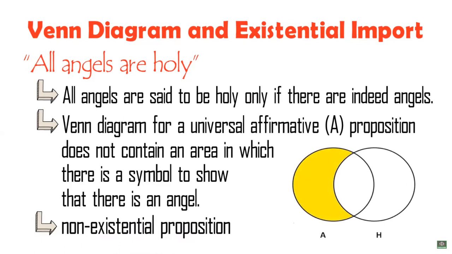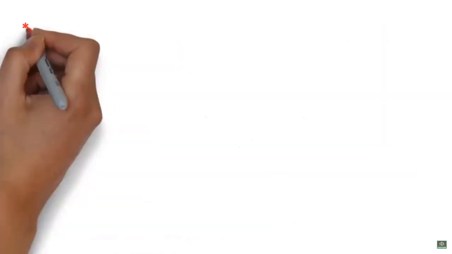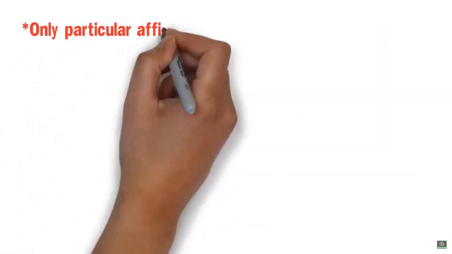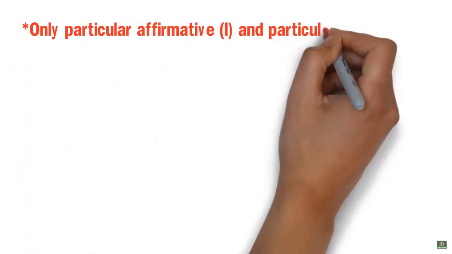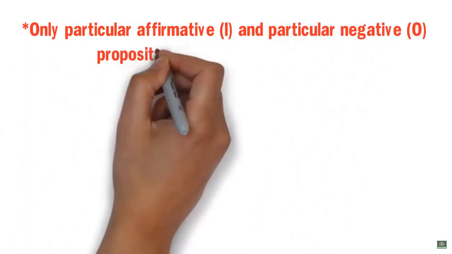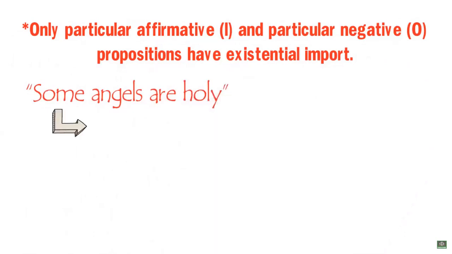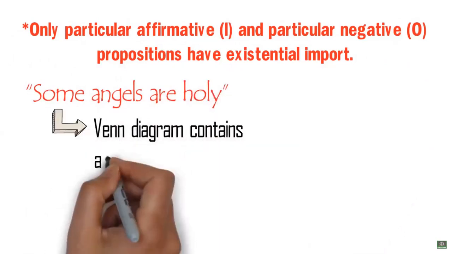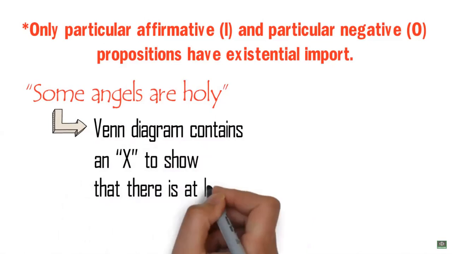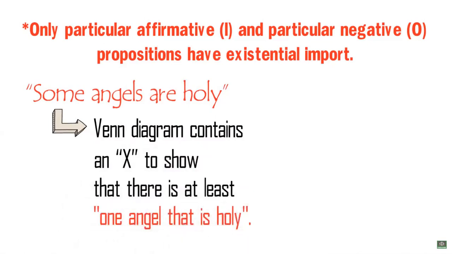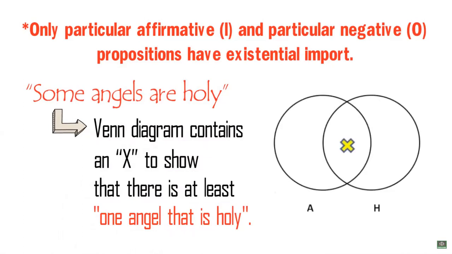As we can see, both application of traditional rules and use of the Venn diagram presuppose that only particular affirmative I and particular negative O propositions have existential import. Thus, a Venn diagram for the particular affirmative I proposition, some angels are holy, contains an X to show that there is at least one angel that is holy. And this is how the Venn diagram looks like.